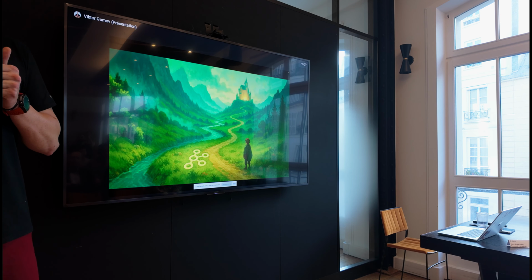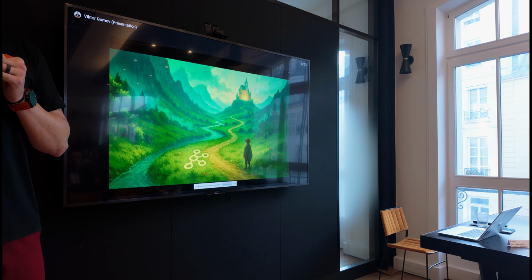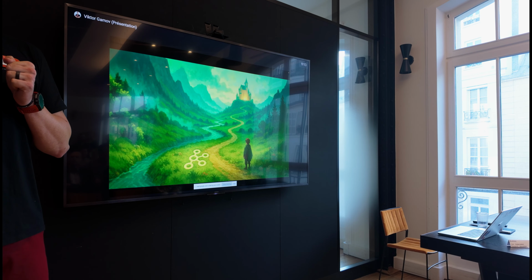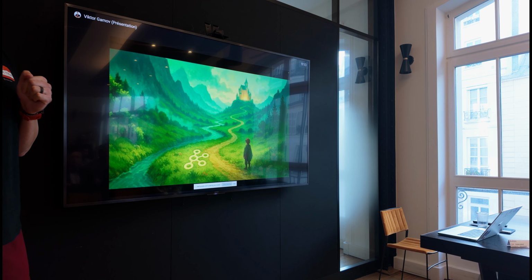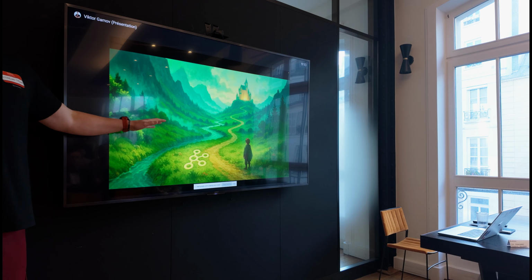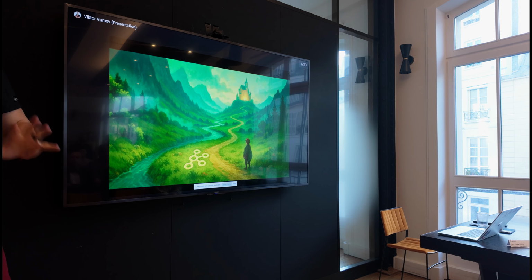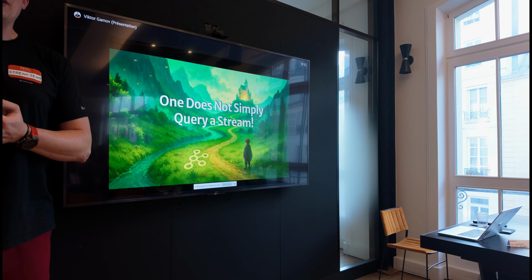Anyone fans of Studio Ghibli and Miyazaki movies and cartoons? And has anyone played around with ChatGPT recently, generating these pictures? We're all guilty of this. So I built the whole talk using only pictures generated in the style of Studio Ghibli. So I'm giving you: one does not simply query a stream.